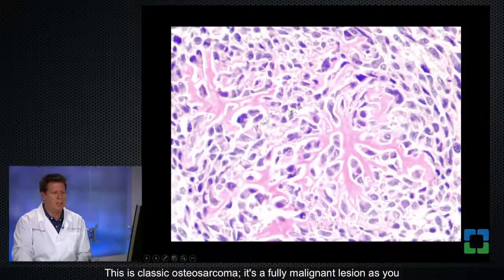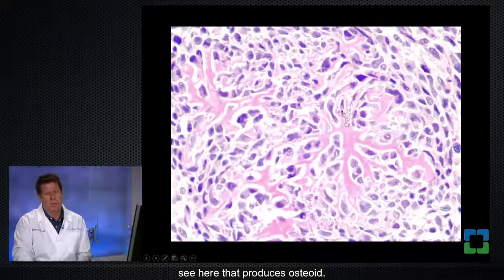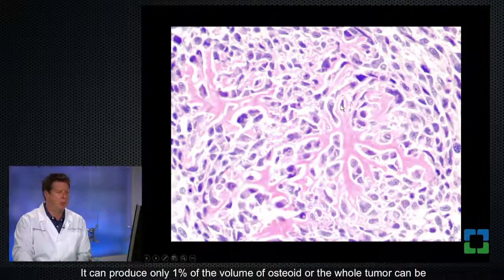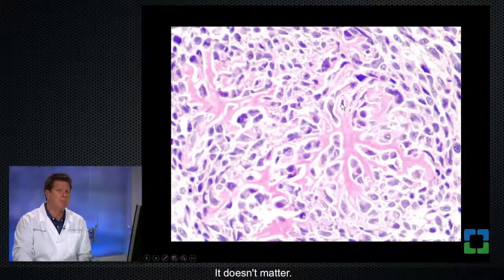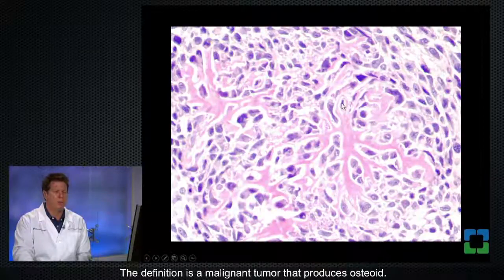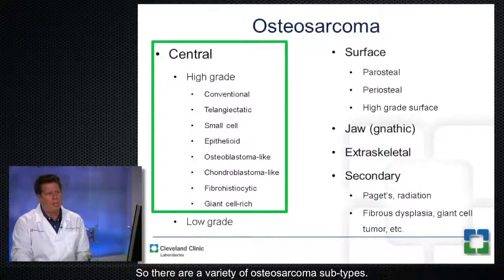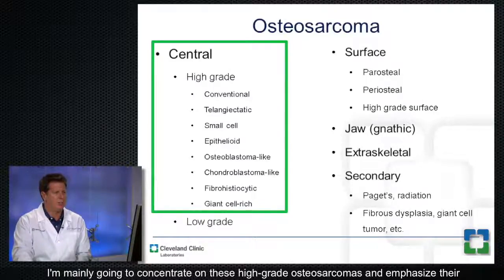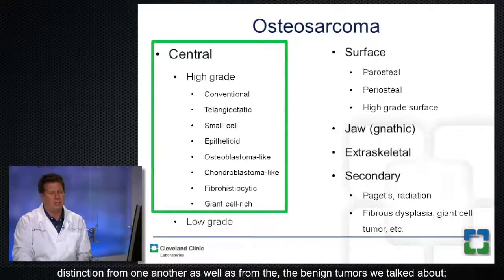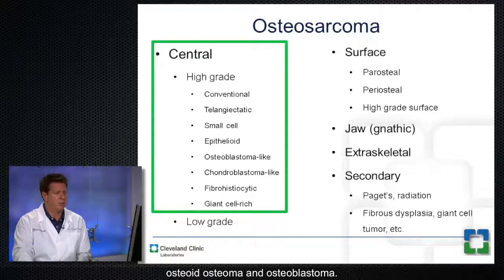It's a fully malignant lesion, as you see here, that produces osteoid. That's the definition. It can produce only 1% of the volume of osteoid, or the whole tumor can be almost entirely composed of osteoid. It doesn't matter. The definition is malignant tumor that produces osteoid. So there are a variety of osteosarcoma subtypes. We're not going to talk about all these today. I'm mainly going to concentrate on these high-grade osteosarcomas and emphasize their distinction from one another, as well as from the benign tumors we talked about, osteoid osteoma and osteoblastoma.